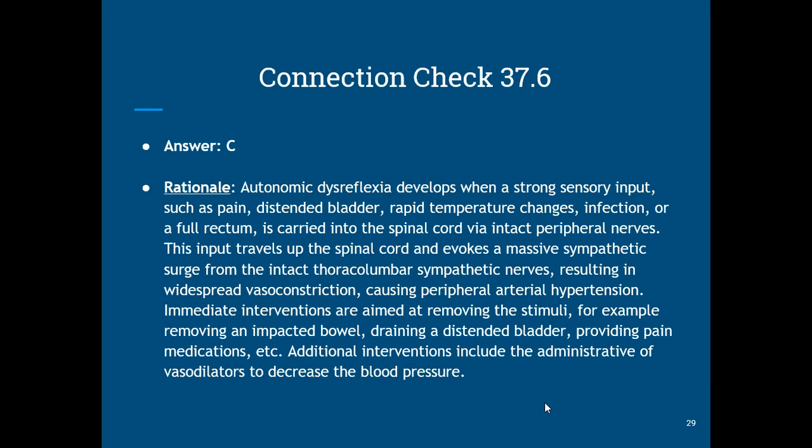Your answer is C. When autonomic dysreflexia develops, we have that strong sensory input. It can be caused by a number of things: distended bladder, temperature changes, infection, full rectum. So we want to remove that stimulus, and once we remove the stimulus, they rapidly improve.